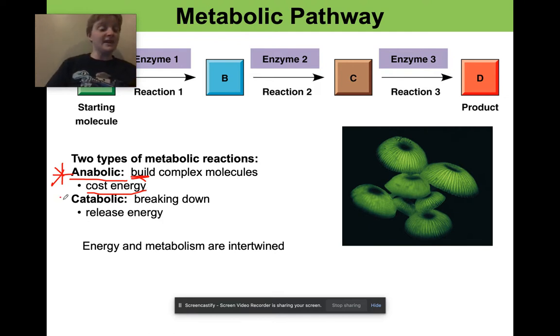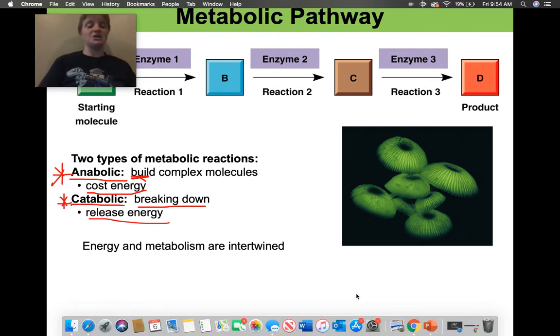The opposite of that is catabolic. So everybody please say catabolic. Catabolic. Okay, catabolic is where we break things down. And when we do catabolic reactions, we release energy. So those are our 2 main reactions. And by releasing energy, we basically mean when we break the bond holding 2 molecules together, we release the energy that's held in that bond. All right? And energy and metabolism are intertwined.